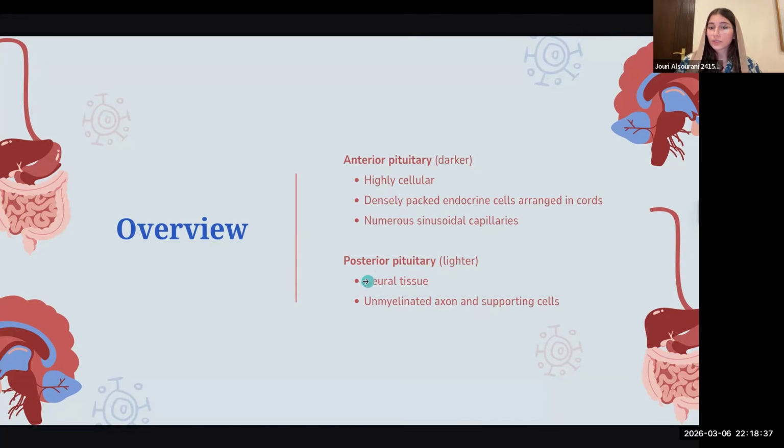It is composed of neural tissue. It is not glandular or highly cellular like the anterior. And it's mainly unmyelinated axons and supporting cells. And the fact that it's unmyelinated axons is what gives it the lighter appearance.